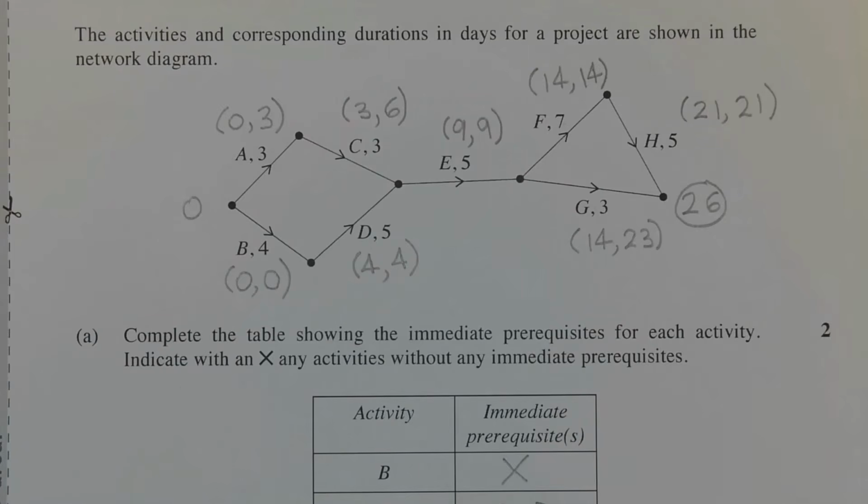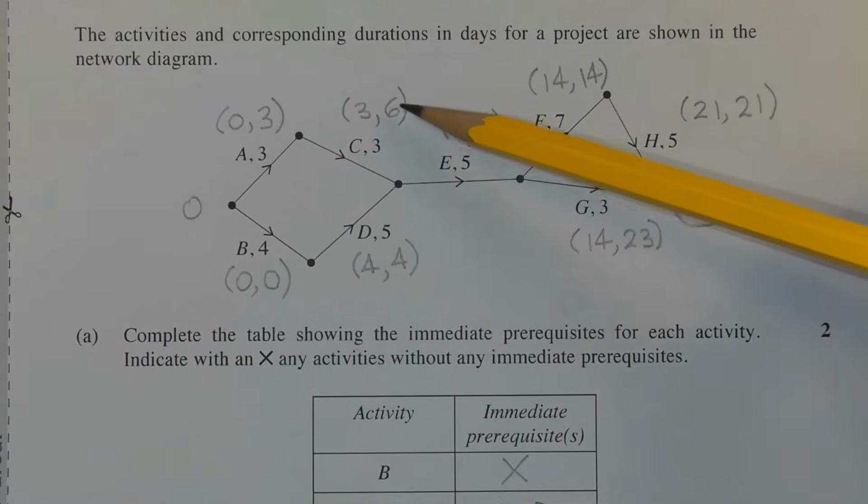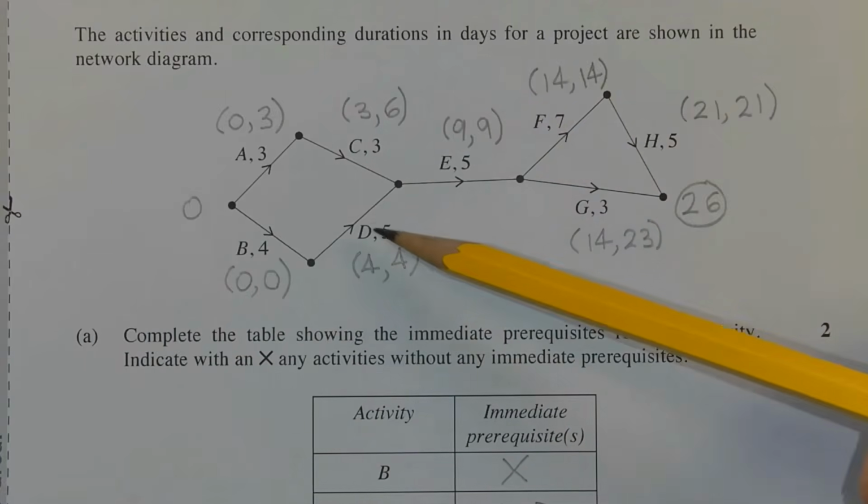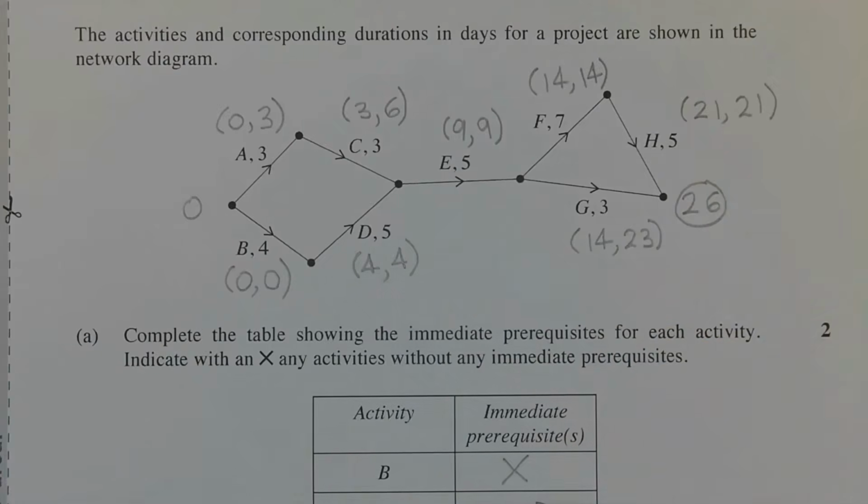Now, using backward scanning, the latest start time for activity A is at day 3. The latest start time for activity B is day 0. The latest start time for activity C is day 6. The latest start time for activity D is day 4. The latest start time for activity E is day 9. The latest start time for activity F is day 14. The latest start time for activity G is day 23. And the latest start time for activity H is day 21.